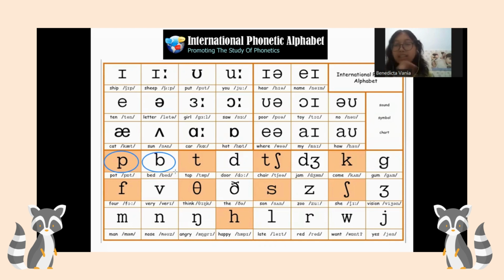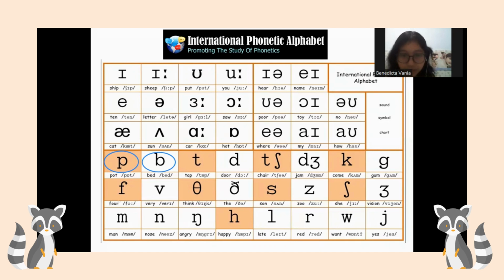Now for the B, it is voiced, so there's no variation in pronunciation. It is used in words like bad, bite, so it's stressed. No matter what, it's stressed. Bad, bite, boat, etc.